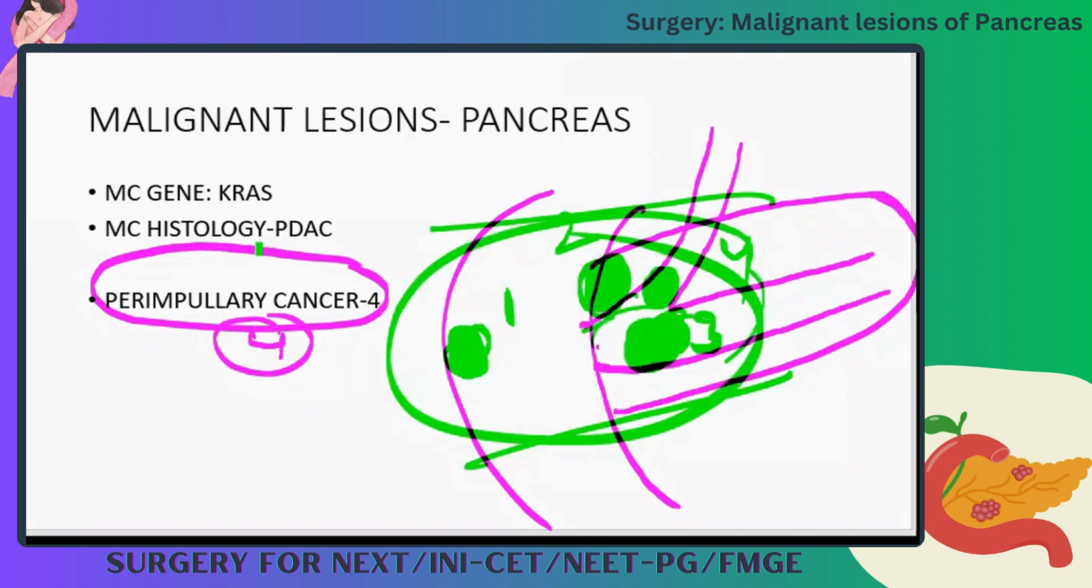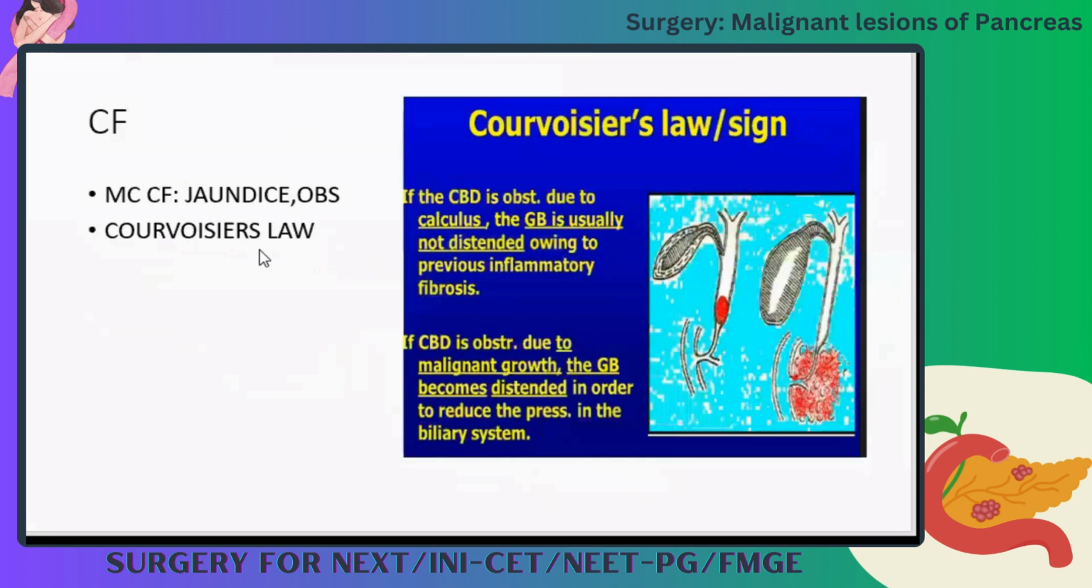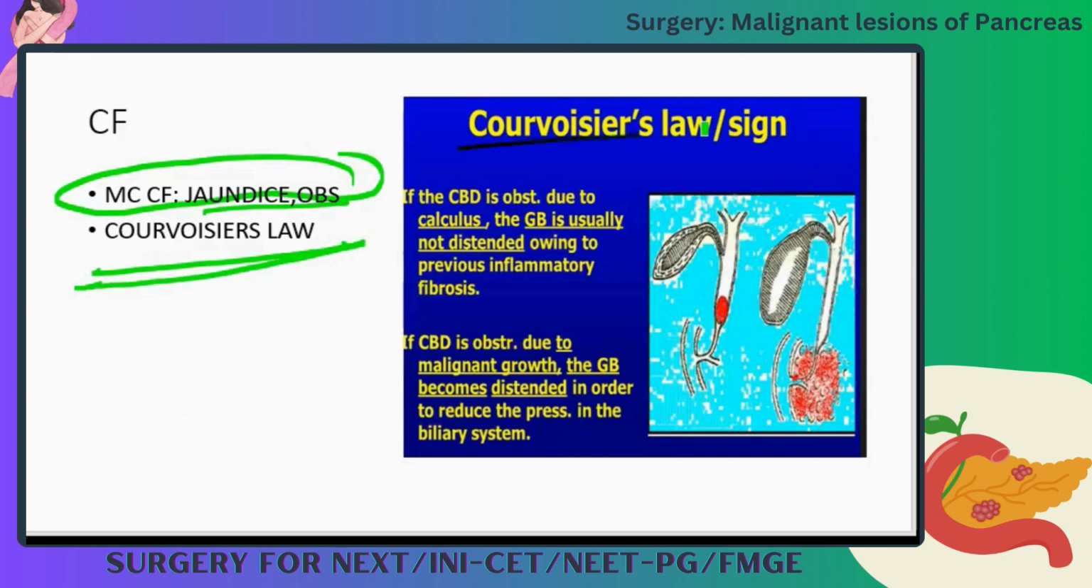Okay. So what will be the clinical features? Most commonly they will have jaundice, obstructive jaundice, because the bile duct is involved. Obstructive jaundice is there. Here, have you heard of this law before? Courvoisier's law? Yes, you heard about it. If CBD is obstructed due to calculus, the gallbladder is usually not distended. If CBD is obstructed due to malignant growth, the gallbladder is distended.